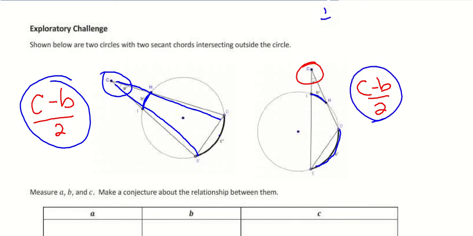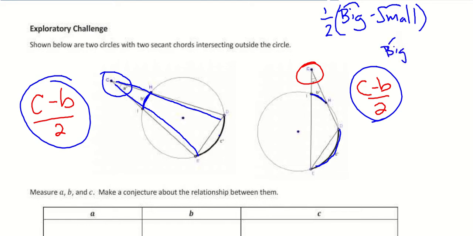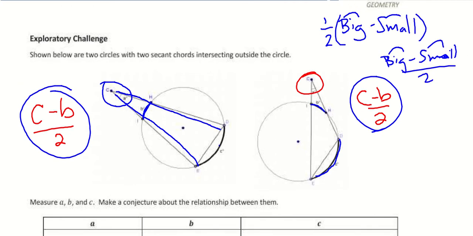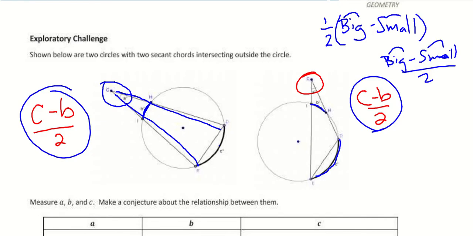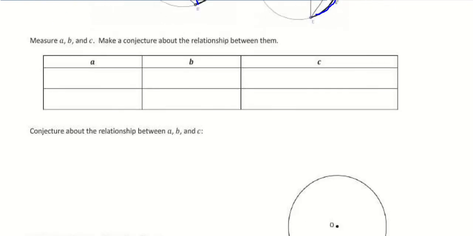Whether you want to write it 1/2 big arc minus small arc like this, or you want to do the big arc minus the small arc divided by 2, it's totally up to you how you want to write it, okay? Here I'm kind of writing it as a fraction. On the note sheet, it's 1/2. It's interchangeable, okay? So it's up to you.